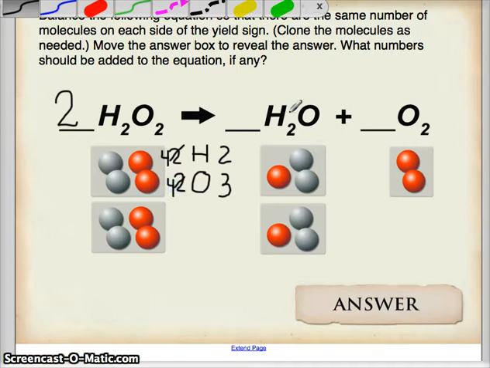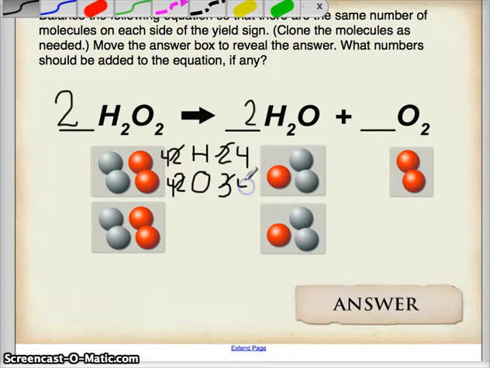On this side, I now have 2 of these. Sorry, hydrogens are the gray. 1, 2, 3, 4. I've got 4 of those. And now I look at my oxygens. And I've got 2 times 1, which is 2. And 2 here, which is 4.